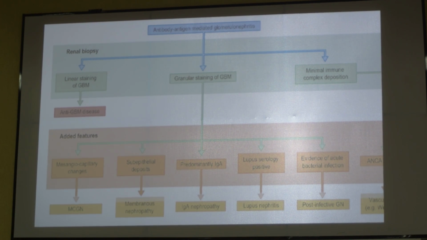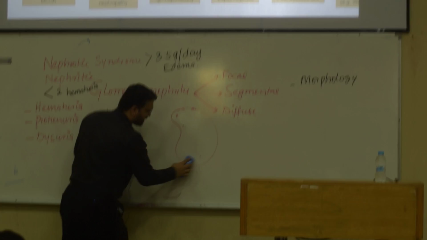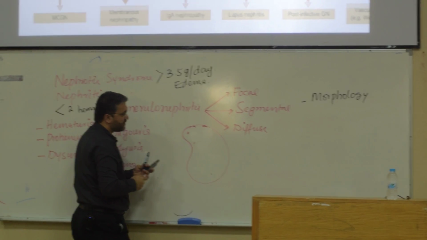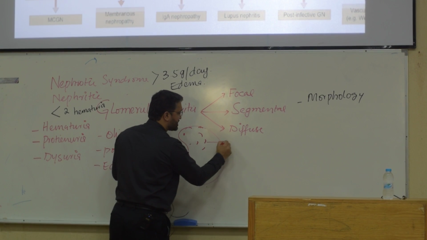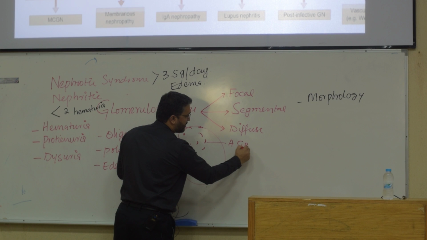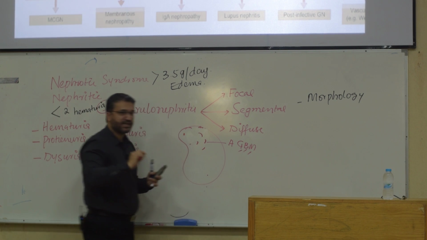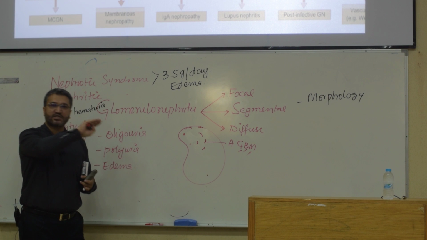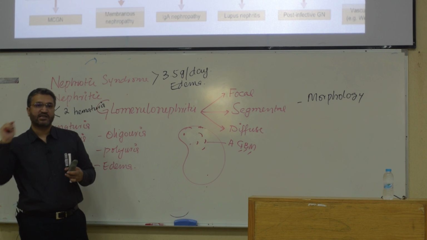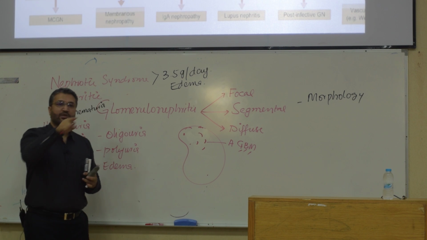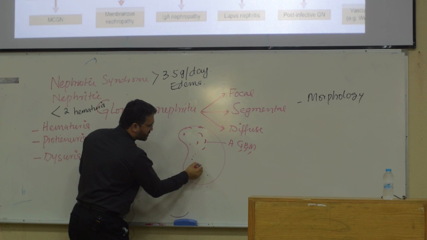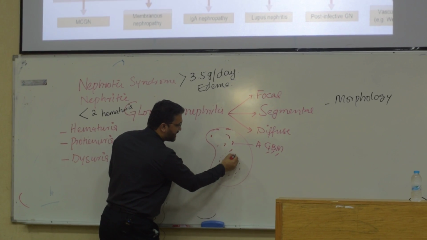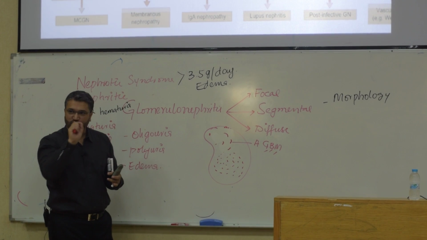So for example, in a glomerulus, if the staining is of a typical linear pattern, one example is anti-GBM, glomerular basement membrane staining, which will be linear. Why? Because the basement membrane is a very intact structure. If the antibodies attack it, they will be lined up straight, and that's why you have linear staining. But the other conditions have just granular staining everywhere, like granules, small dots.